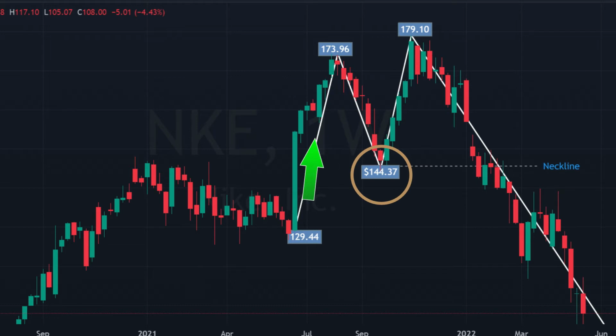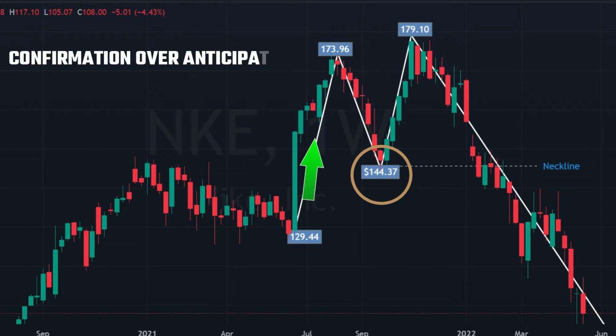So what that tells you is that whether it's an M, a W, or any other chart pattern, it's not going to be cookie cutter perfect straight out of the textbook every time. But I will say the closer the numbers, the better. So from that 179.10 resistance, it falls back down to where the neckline is at 144.37. Again, confirmation over anticipation. We don't want to play puts on this play until we get a full break below that neckline. I justify a full break by a full candle being below the neckline.